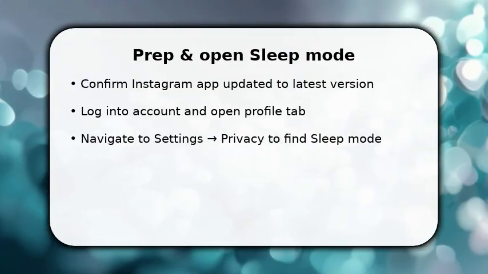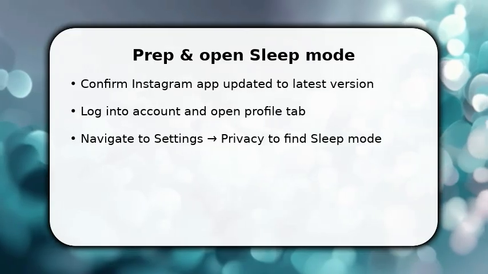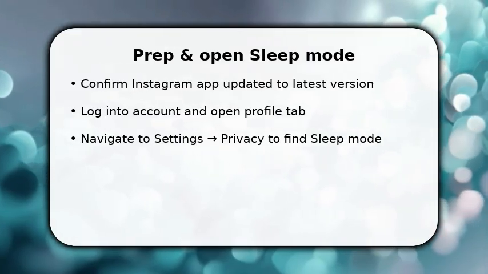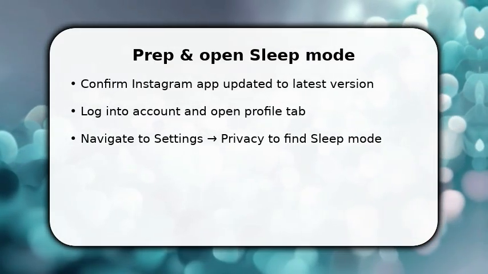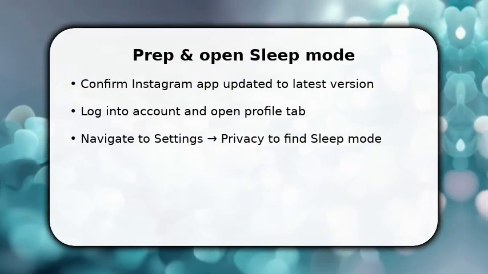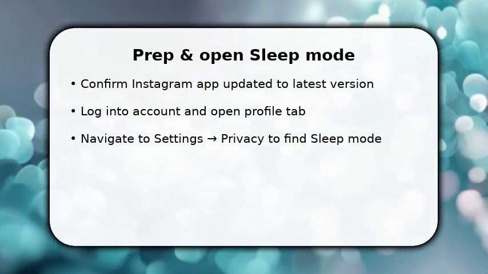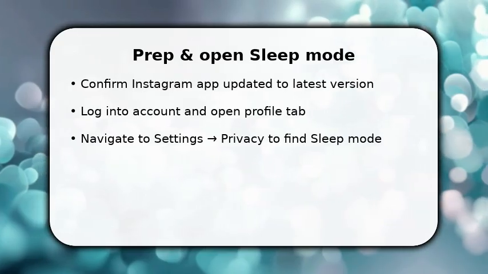You start by ensuring the Instagram app is updated. This avoids missing sleep mode features. Open your profile, then tap the menu and go to Settings, right arrow Privacy. Once there, locate sleep mode and tap to begin setup.